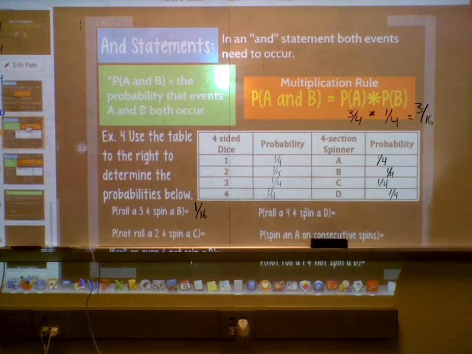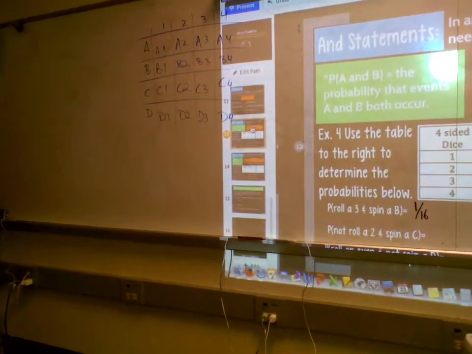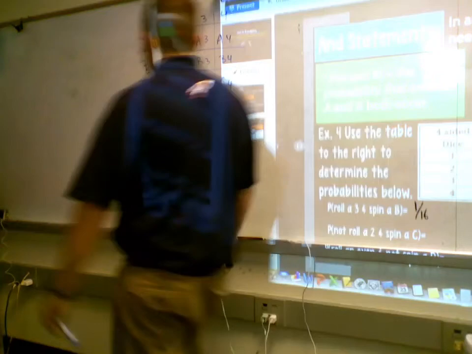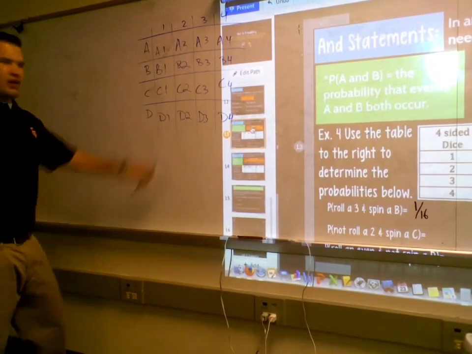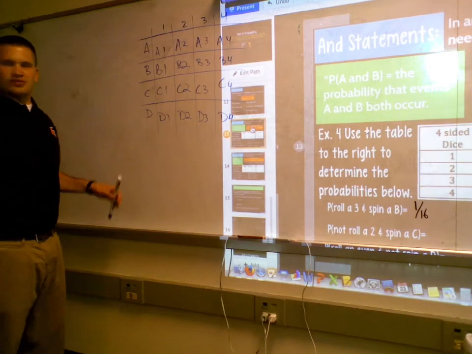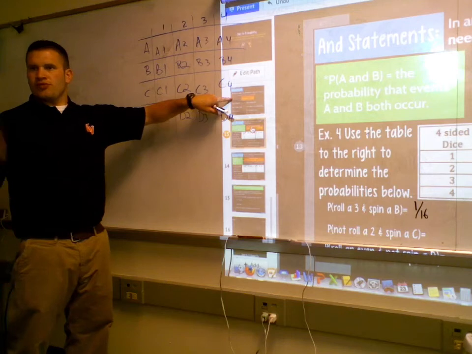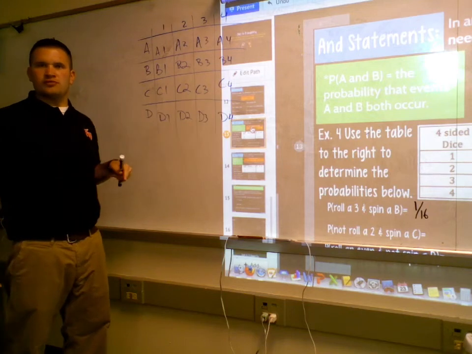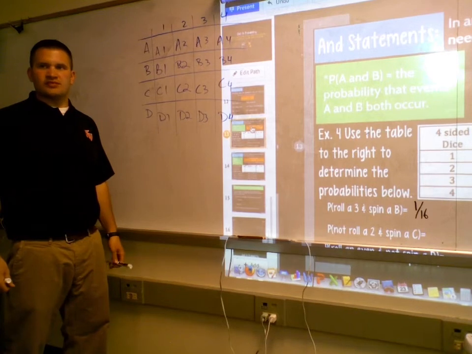Let's check our sample space to make sure it's true. So back over here at our sample space. Not a 2. That means any number that's not a 2, right? And a C. So that means we have C1, C2, and C4. 3 out of 16. Does that make sense?